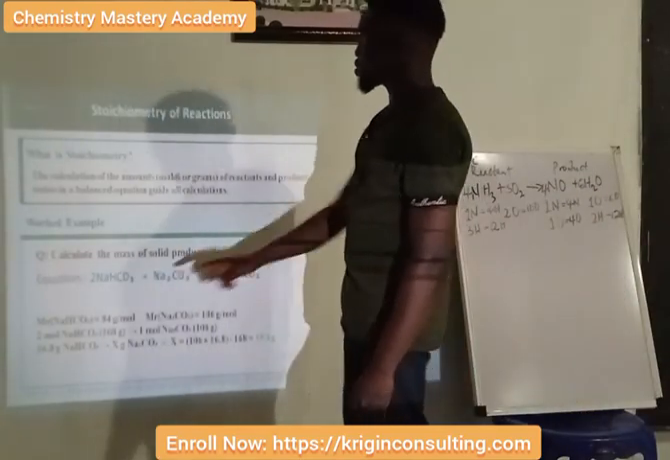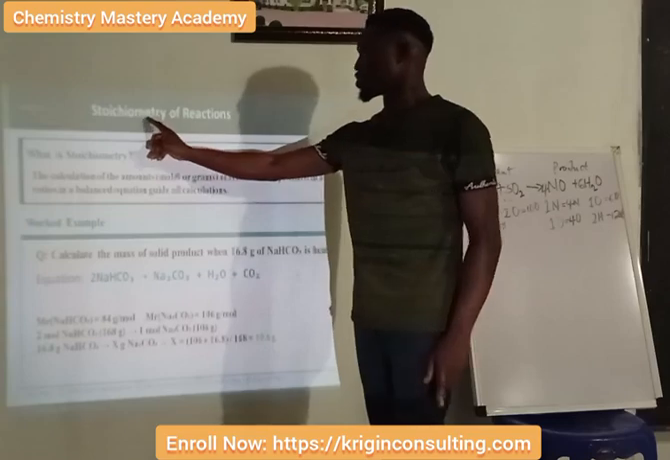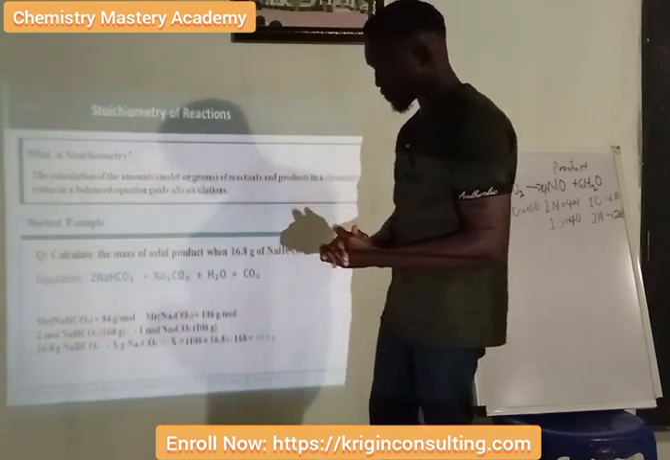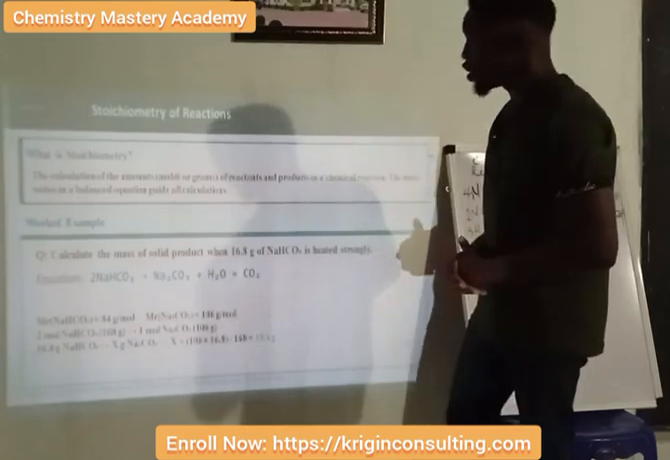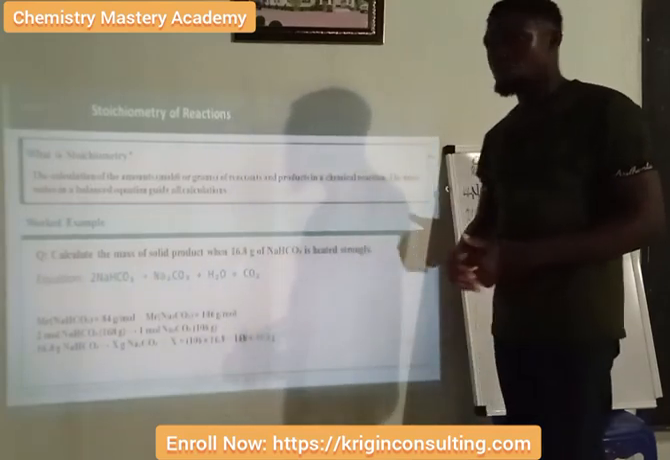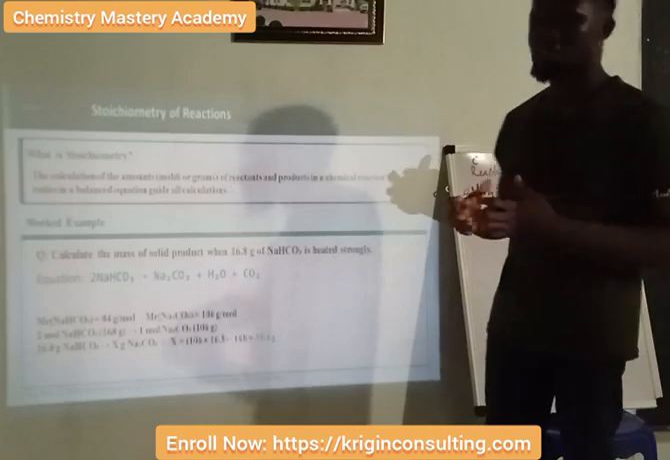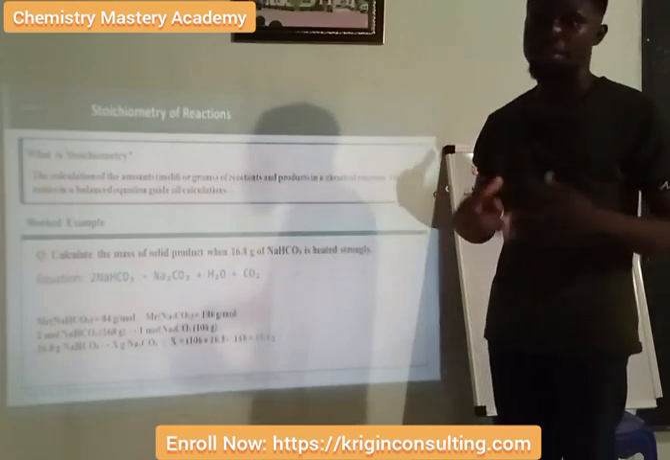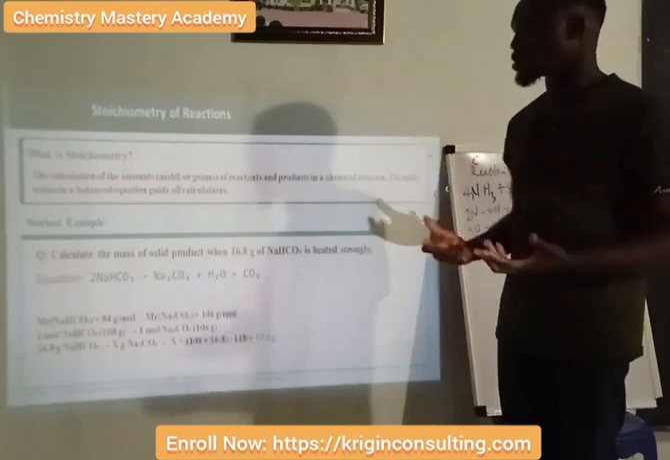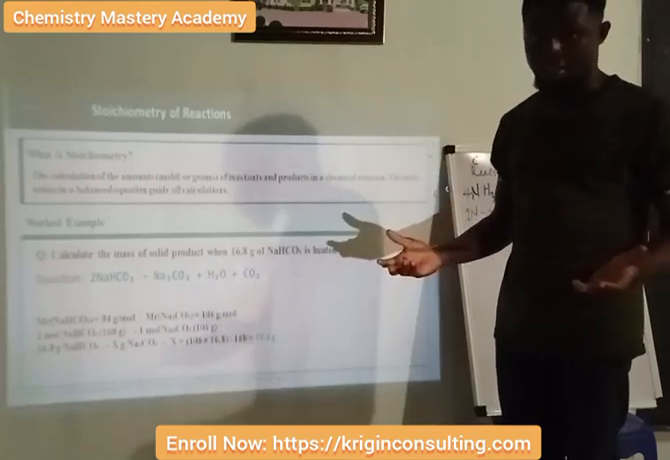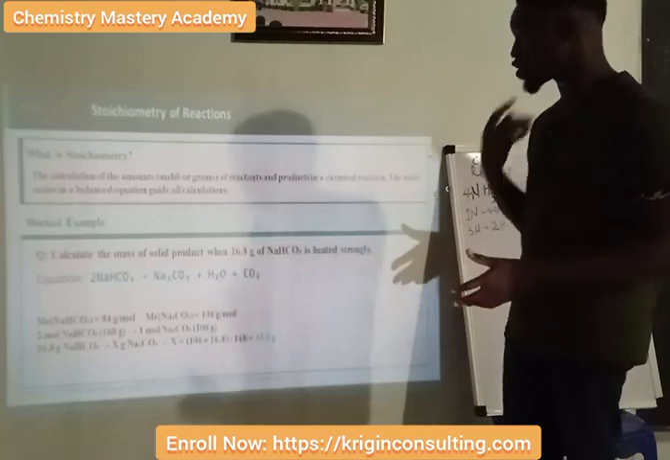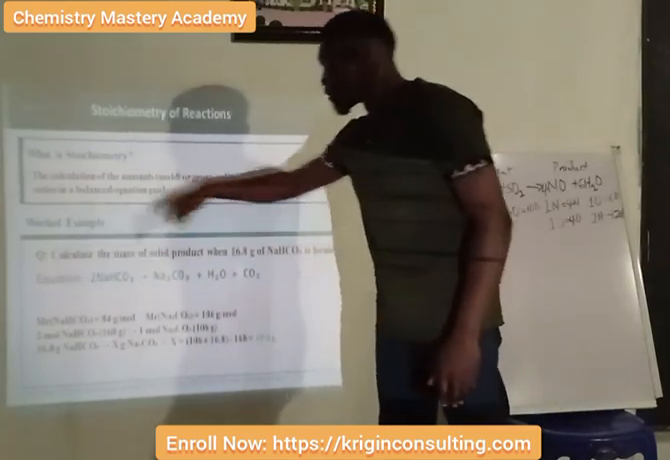Stoichiometry of reactions. Now, what is stoichiometry of reactions? Stoichiometry basically means calculating the amount of substance that is reacting. That's stoichiometry. So we have here the calculation of the amounts.